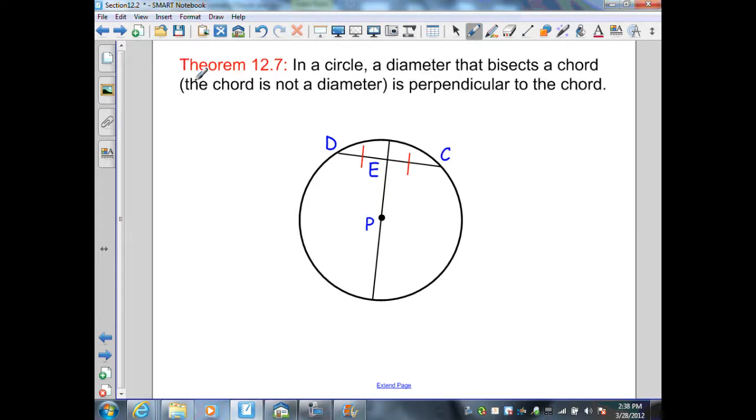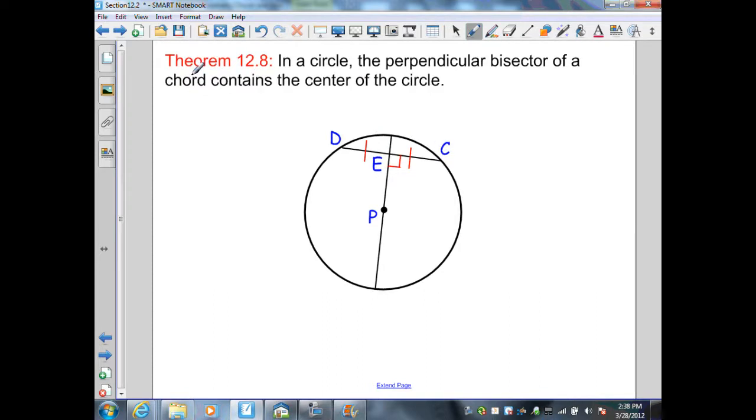Theorem 12.7 states, in a circle, a diameter that bisects a chord, the chord is not a diameter, is perpendicular to the chord. Therefore, in this theorem, I have a diameter that is bisecting the chord. Then I know that it is perpendicular to the chord. And since that is true, that would also bisect arc DC.